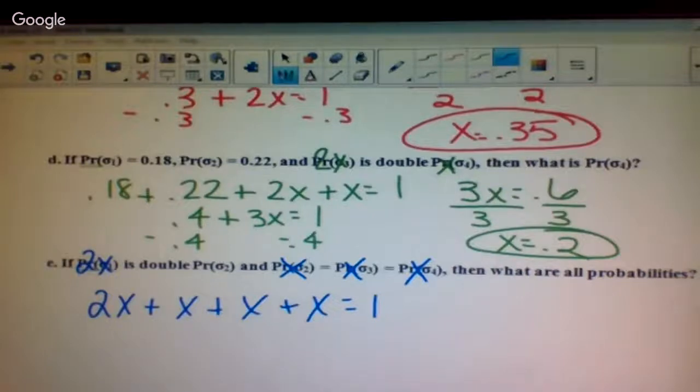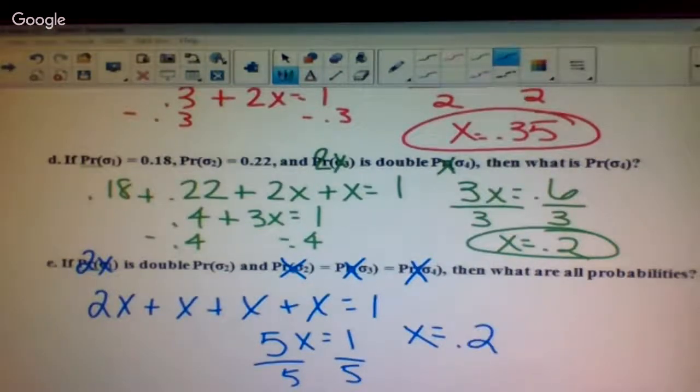So when I combine like terms, my left-hand side looks like 5x. 5x equals 1. Divide by 5. So x equals 1/5. Give it to me as a decimal since everything else is in decimals. 0.2. Okay, it's asking though, what are all of the probabilities?